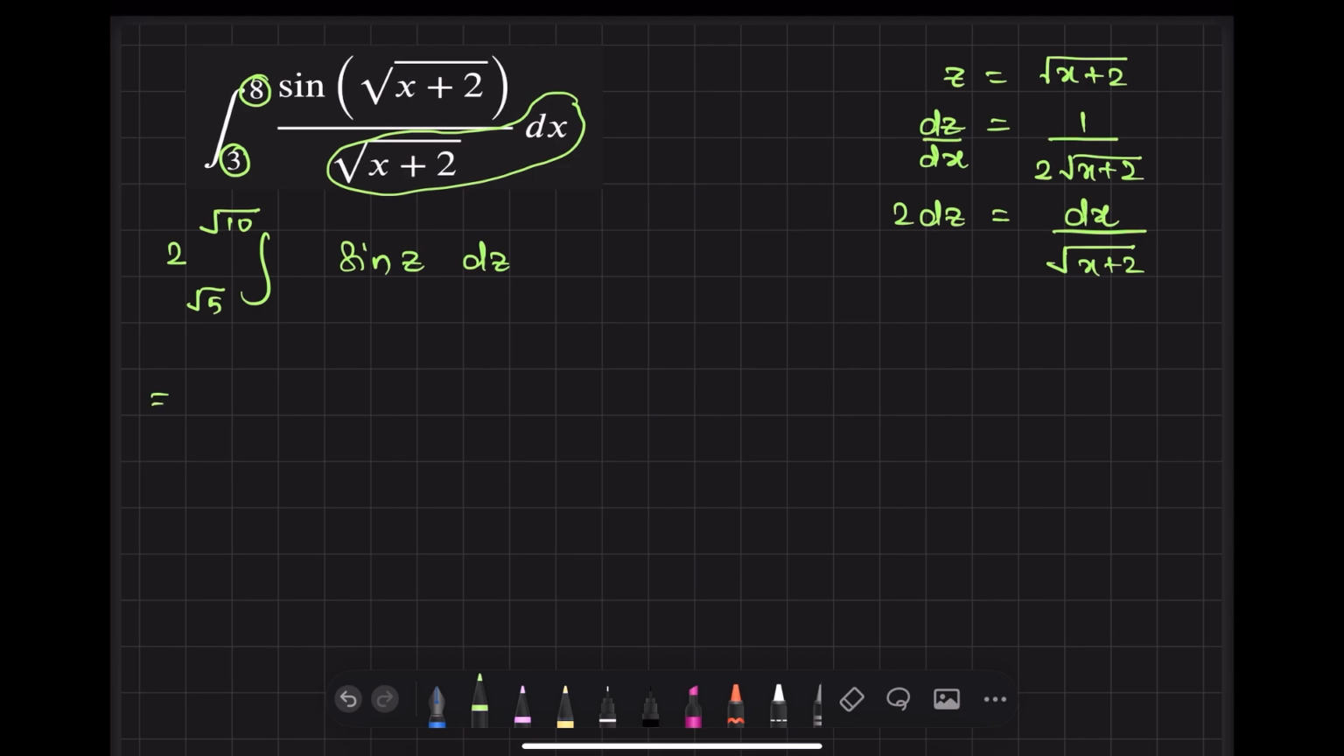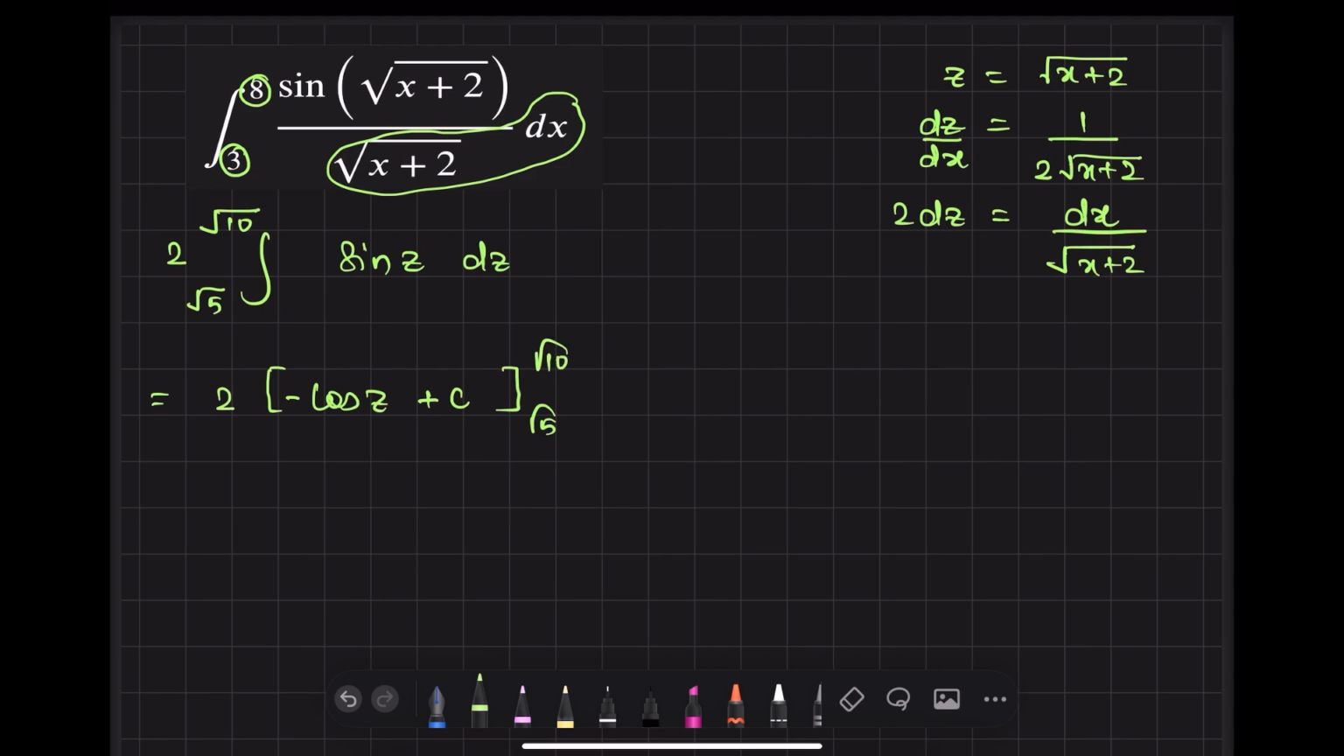Now let's apply the integration. Do you remember the integration of sine x? It is minus cos x. So minus cos z. The answer is in terms of z, so minus cos z, correct, plus integration constant C. Okay, with limits, lower limit root 5, upper limit root 10.